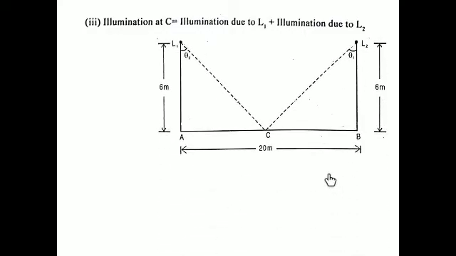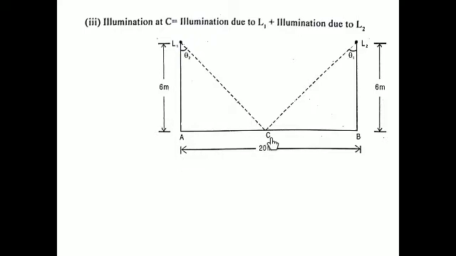So you have to redraw the diagram for this condition. Now these are the factors. The total distance between A and B is 20 meter. The height of the lamp is 6 meter. Now I'm going to find the intensity at the point C. For that, I need to find this diagonal and this diagonal.